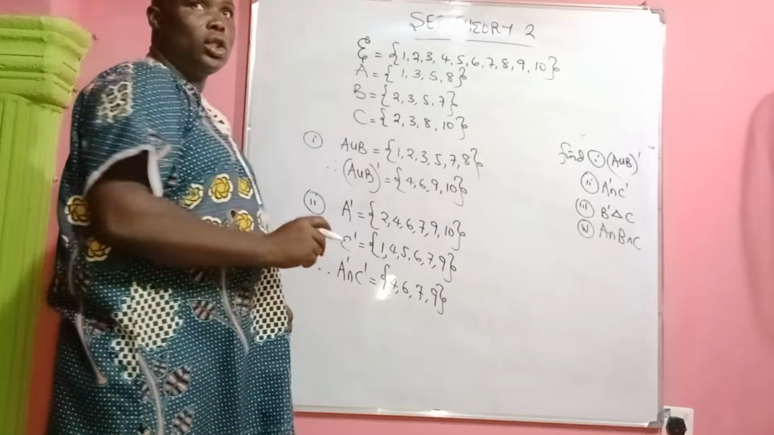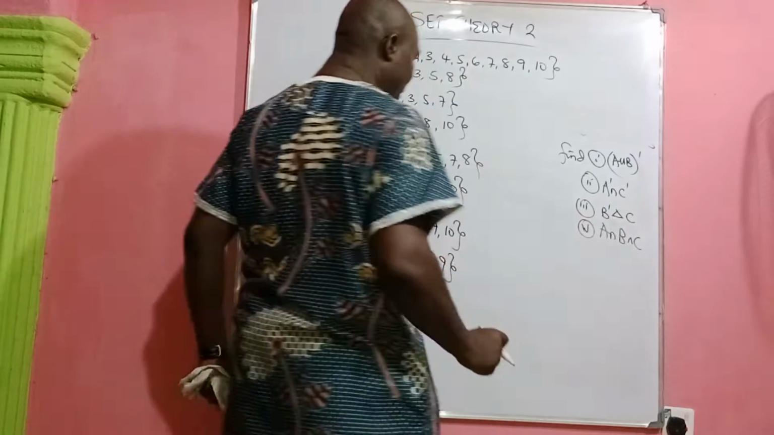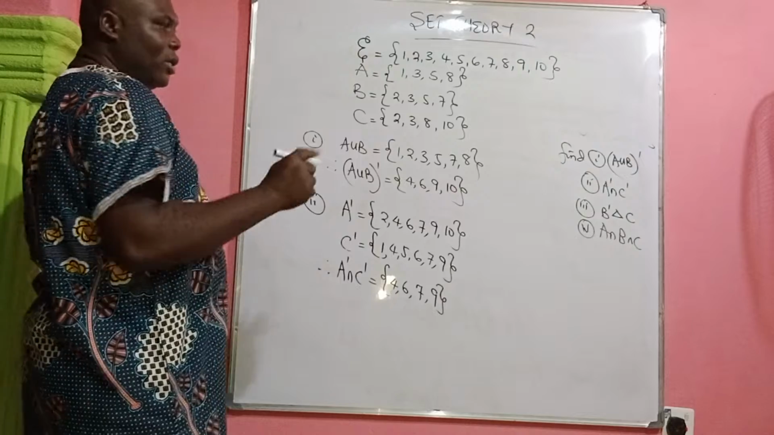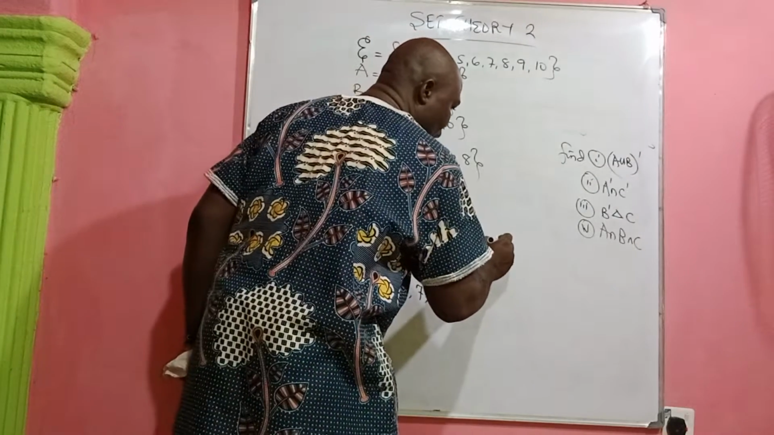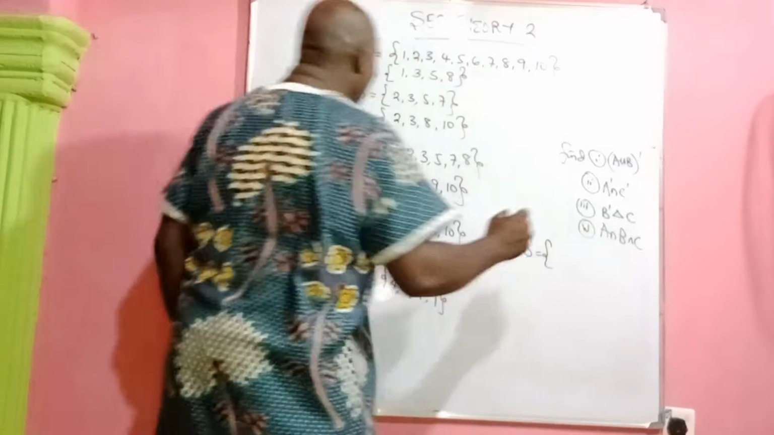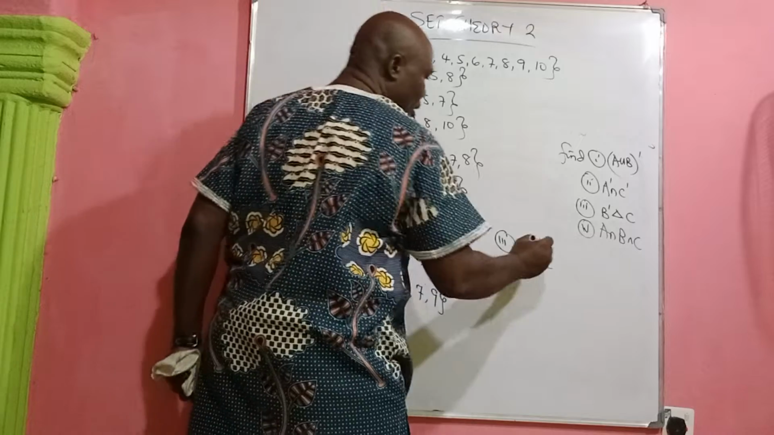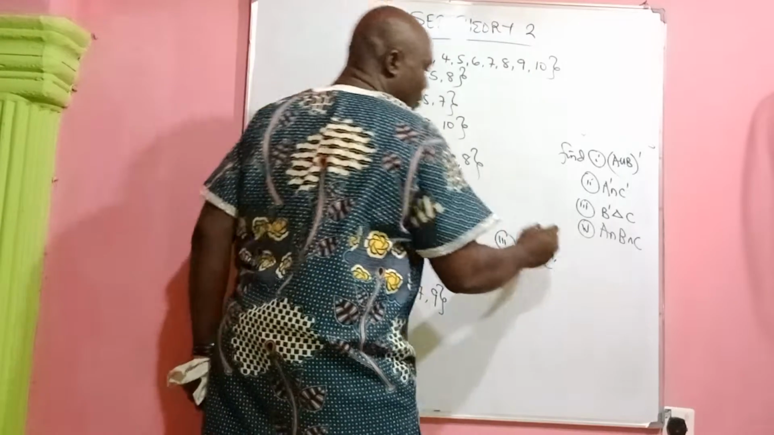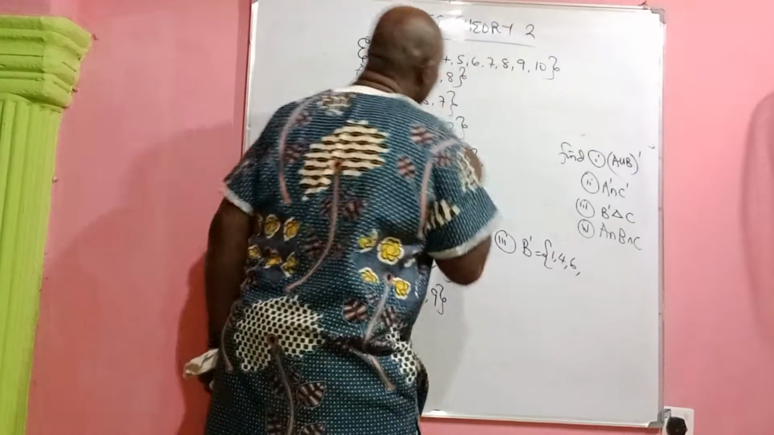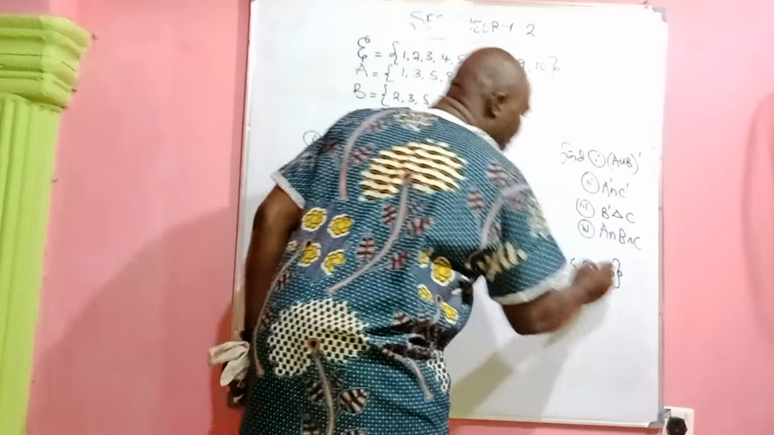Now we are going into the third one, which is B complement symmetric difference C. Alright? So B complement symmetric difference C, that will be the third one, I. So to get that, we bring out B complements. So our B complement are the elements missing in B but in the universal set. 1, 2, 3, 4, 6, 8, 9, and 10. Now we have B complement.